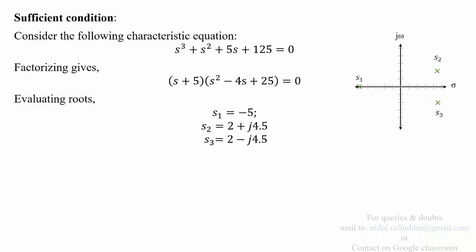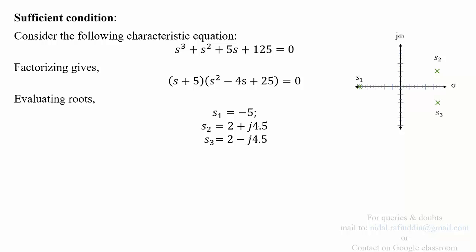If you try to locate these roots on the S plane, what we observe is that S1 lies on the left half of the S plane, while S2 and S3 are lying on the right half of the S plane. And as I told you before, any root of the system that lies on the right half of the S plane is sufficient to make the system unstable. Thus, because of the presence of roots S2 and S3 on the right half of the S plane, the system will be unstable. This is why we are required to apply the sufficient condition as well in order to finally conclude whether the system is stable or not.